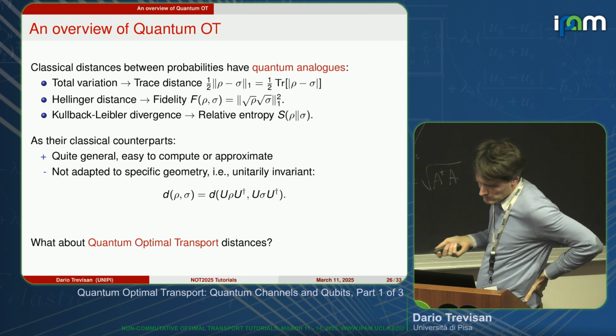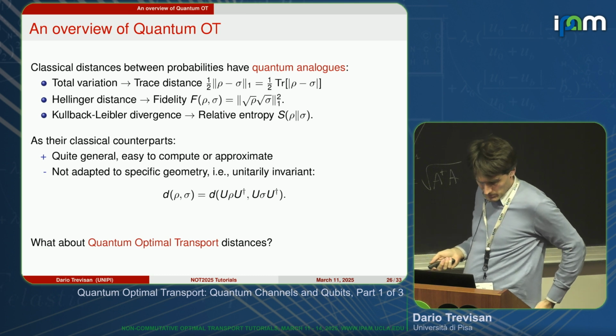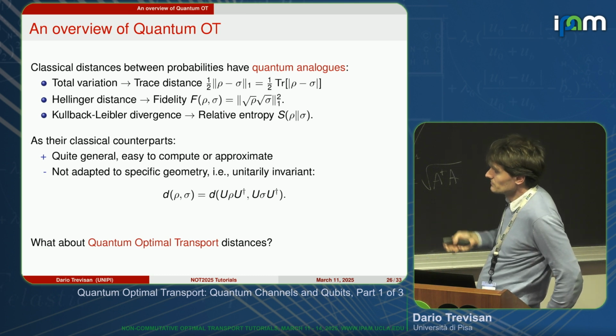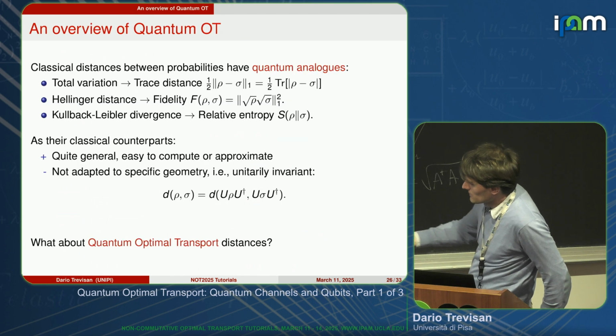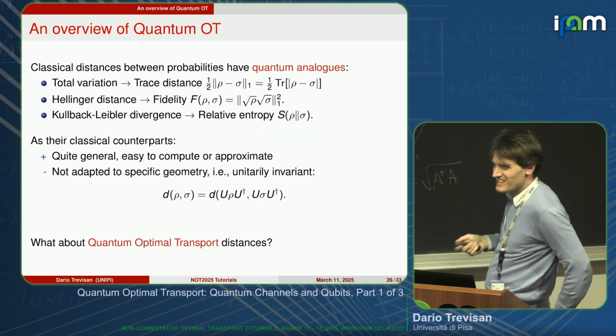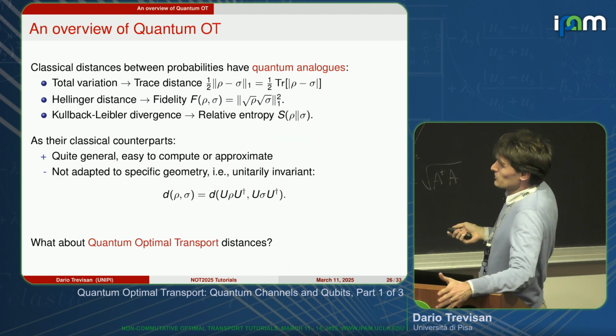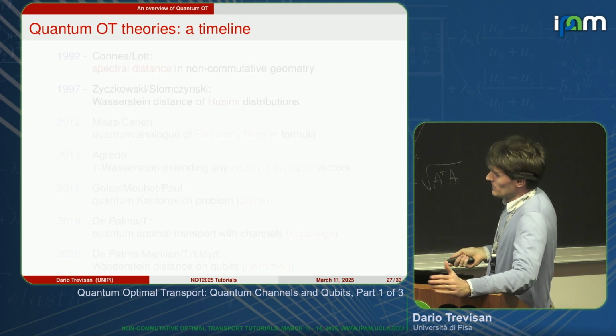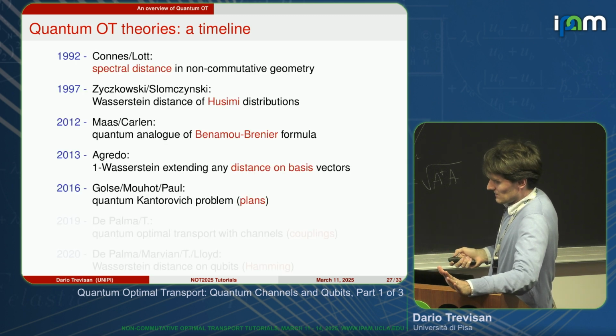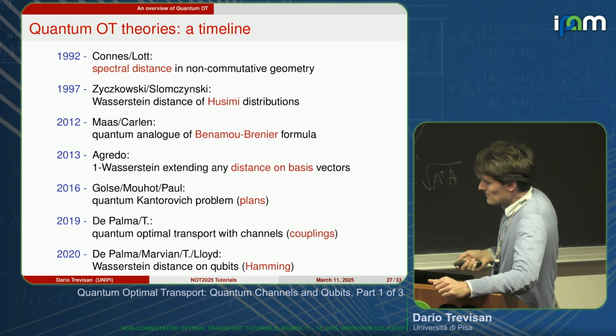But these are not adapted to any geometry. So the point is, can we cook up some quantum optimal transport distances? And are they useful? Maybe this is the second question that's not written here. Of course, you can start, and a lot of people have done it. This is the same slide as yesterday, so I'm skipping. You see there are a lot of attempts, with pros and cons for each attempt.